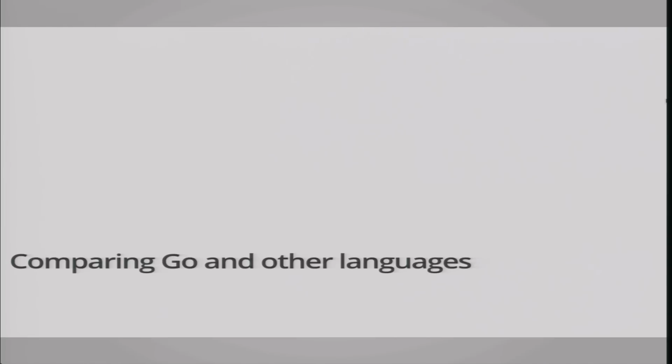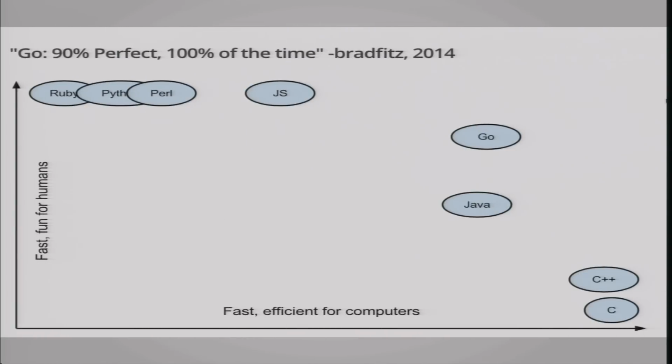So let's talk about how Go is similar and different from the languages you know already. This slide is from a talk by Brad Fitzpatrick back in 2014. He titled it Go 90% perfect 100% of the time. He's on the Go team. He's tried a variety of languages. He developed LiveJournal and then came to Google. On these two axes are what I realize now are traditional debates between developer productivity and program performance.